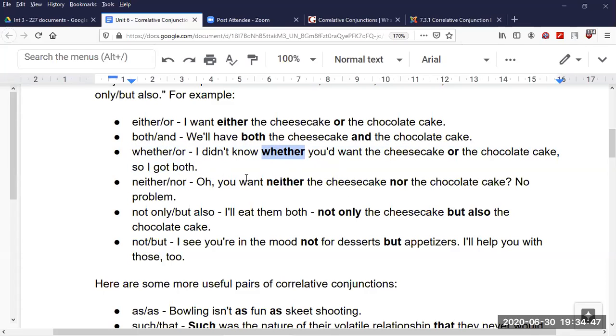So I got both. But that's not in the unit. Neither nor. So like I said, this is the negative form of either or. So, oh, you want neither the cheesecake nor the chocolate cake. No problem. So you don't want the cheesecake and you don't want the chocolate cake. So you want neither the cheesecake nor the chocolate cake.